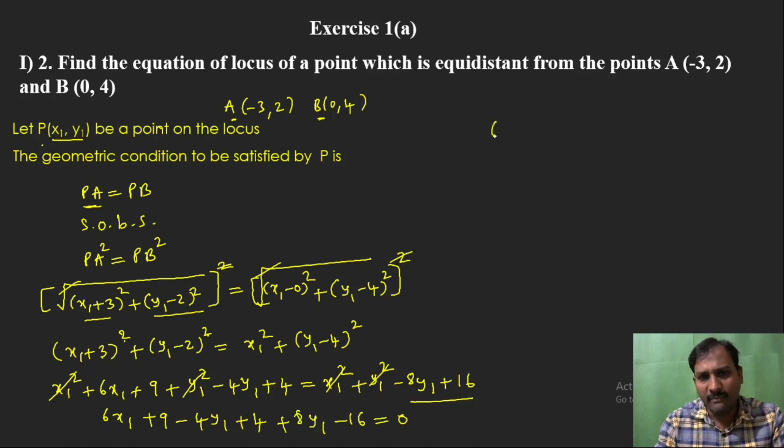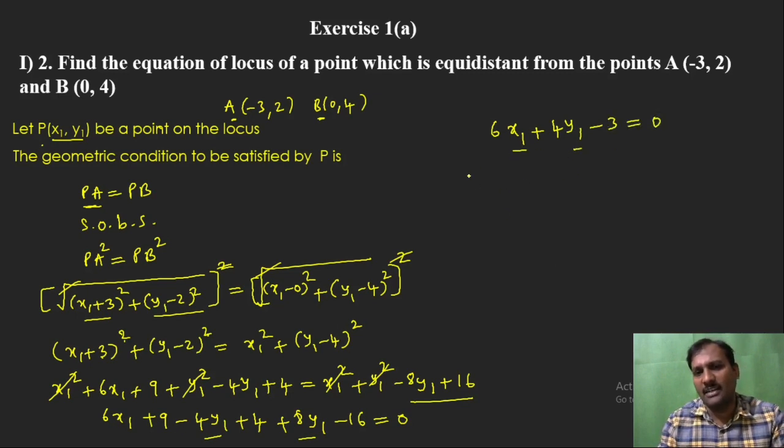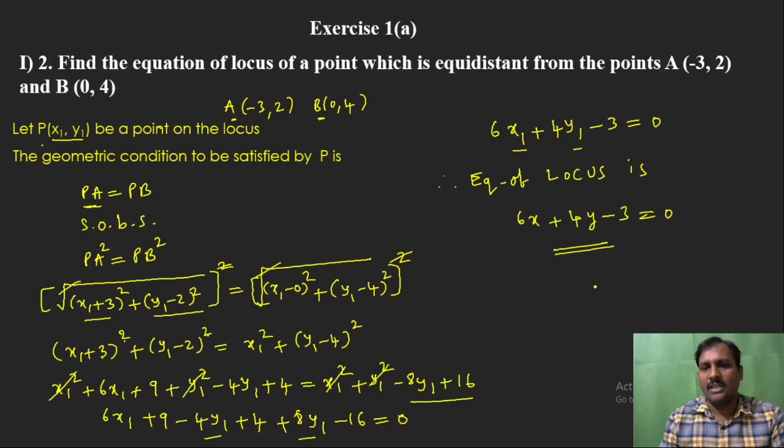Let us simplify. So x1 only one term is there, 6x1. Next y1 terms, minus 4y1 plus 8y1 is equal to 4y1. Next 9 plus 4, 13. 13 minus 16 is minus 3, equal to 0. Now replace x1, y1 by x and y. Then you will get the equation of locus, that is 6x plus 4y minus 3 equal to 0. Okay. Third question.